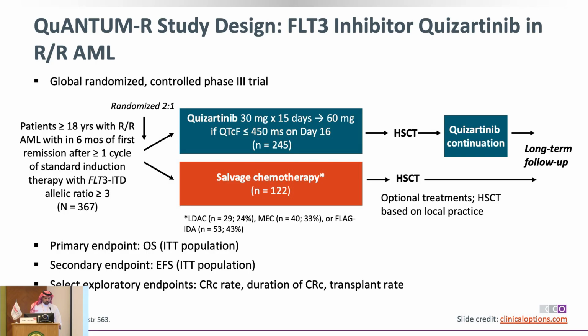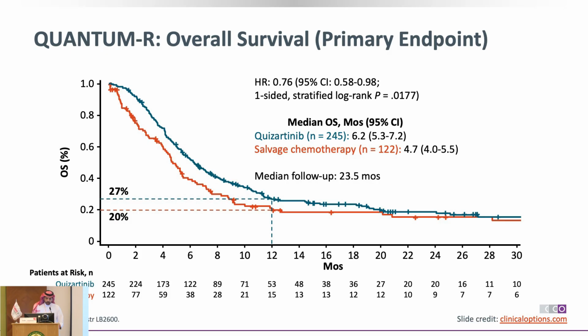They enrolled patients aged above 18, who should be FLT3-ITD positive. In this study, quizartinib was compared to salvage chemotherapy, which was MEC in 33% of patients, FLAG-IDA in 43% of patients, and 24% of patients went into low-dose cytarabine. The primary endpoint was overall survival in the intention-to-treat population. It showed an improvement in median overall survival, meeting the primary endpoint, with 6.2 months for quizartinib versus 4.7 months for salvage therapy.